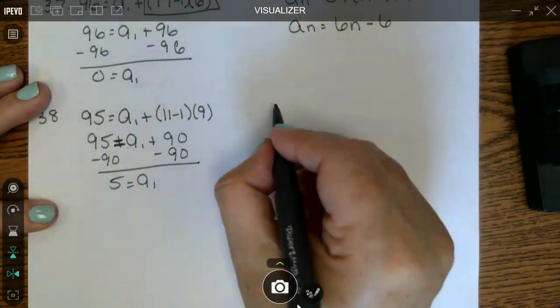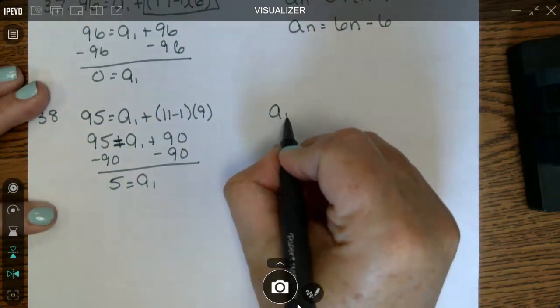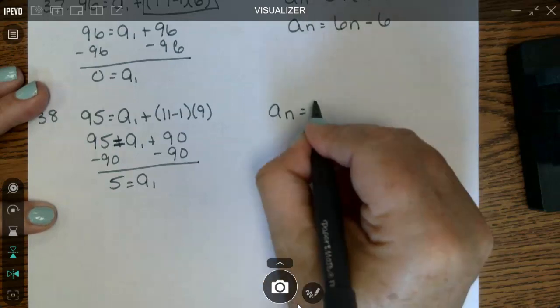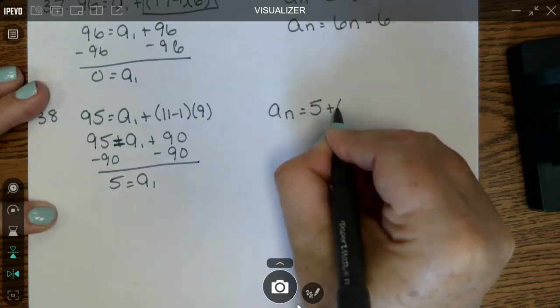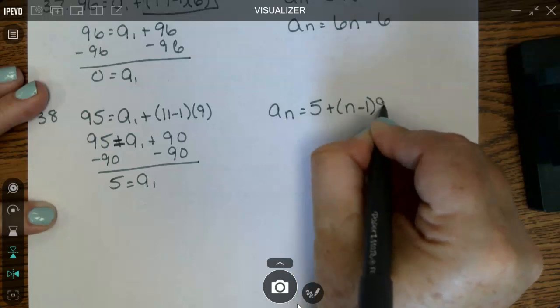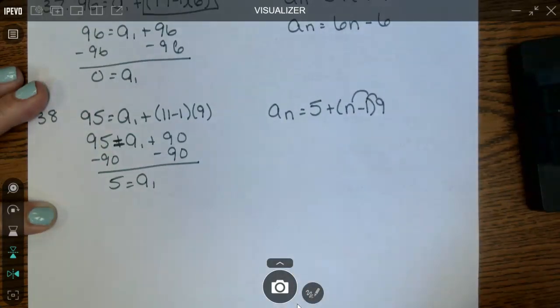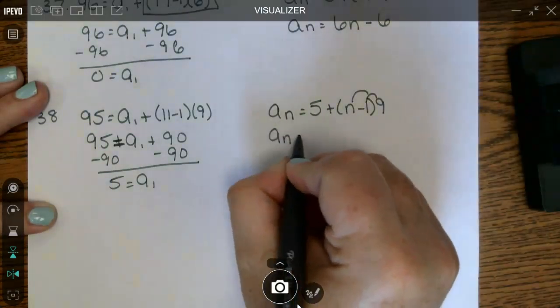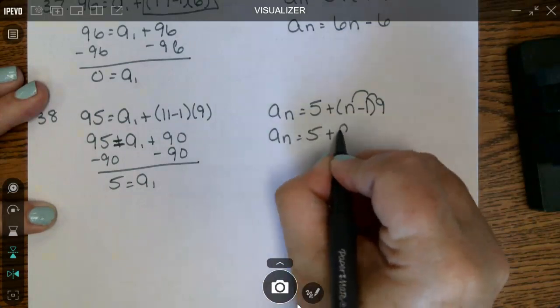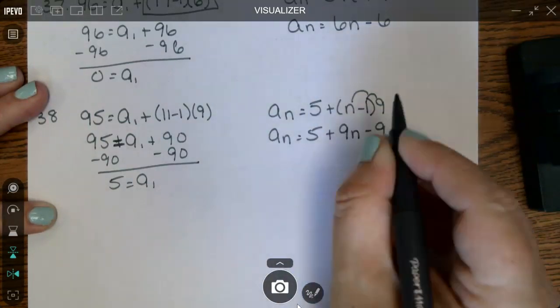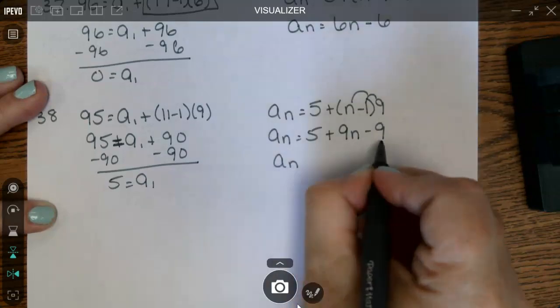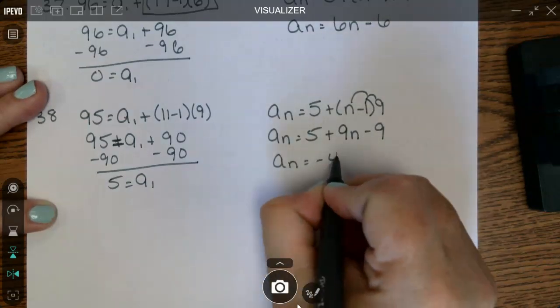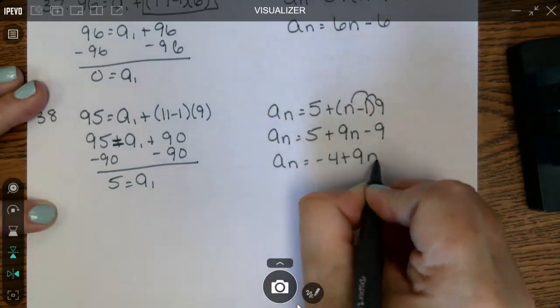So now we're going to write our explicit equation. a_n equals 5 plus n minus 1 times 9. So distribute that. So 5 plus 9n minus 9. Combine like terms, negative 4 plus 9n.